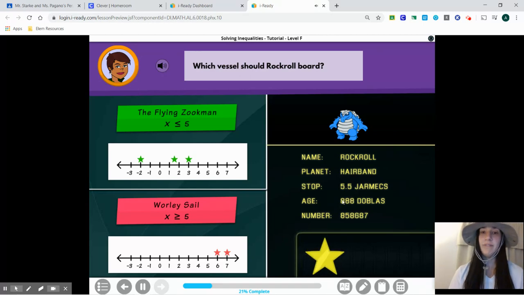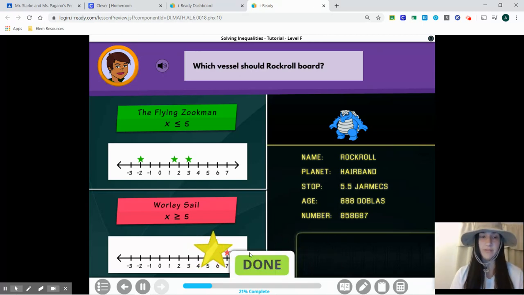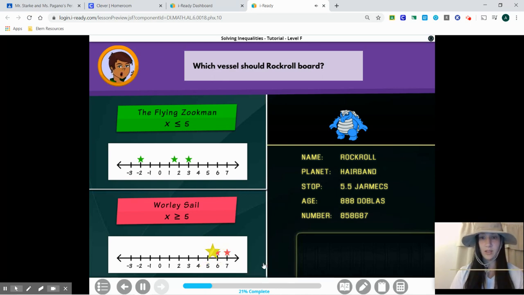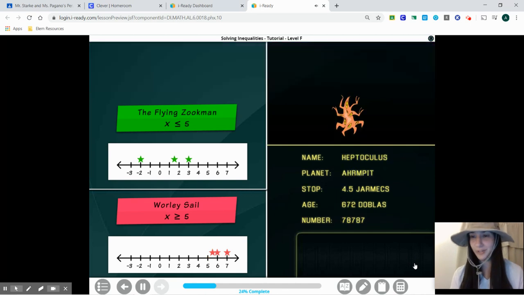Okay, 5.5 is still larger than 5. So we're going to go right here in between the 5 and the 6 on the Whirly Sail. Rolling right along. 5.5 is greater than 5, so Rock Roll should roll right on the Whirly Sail. Rolling along, because his name's Rock Roll.